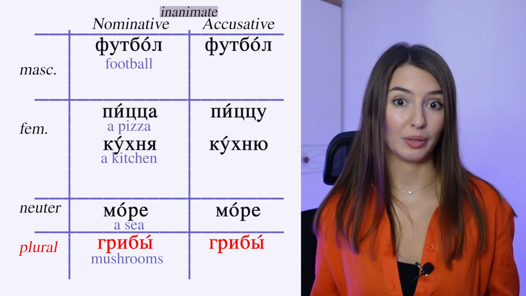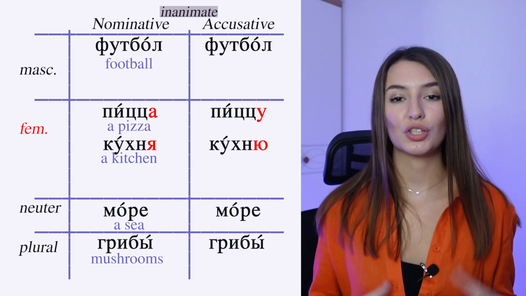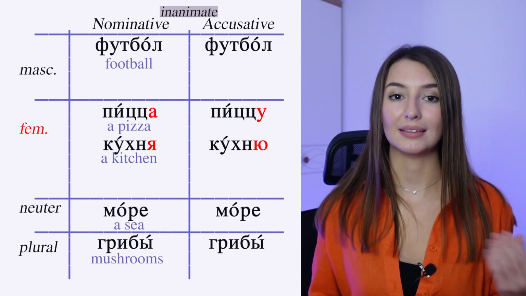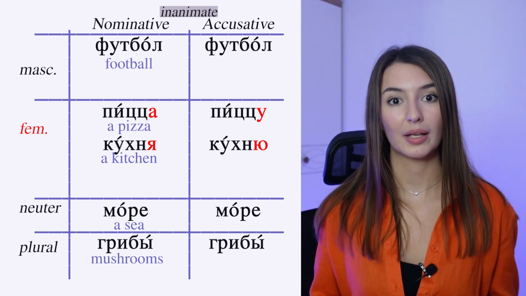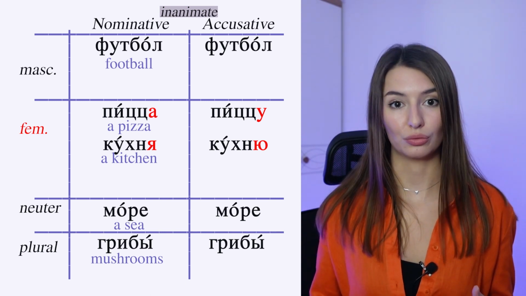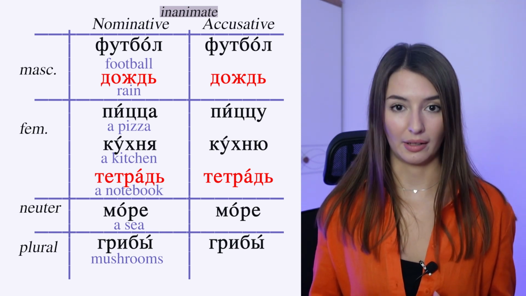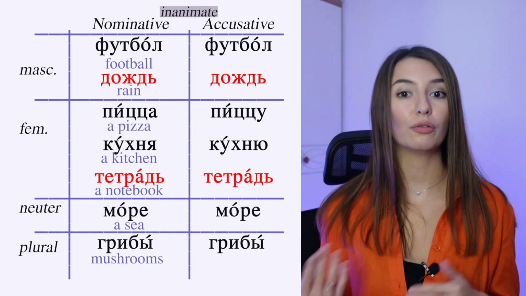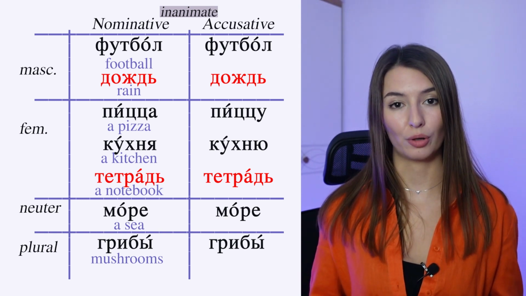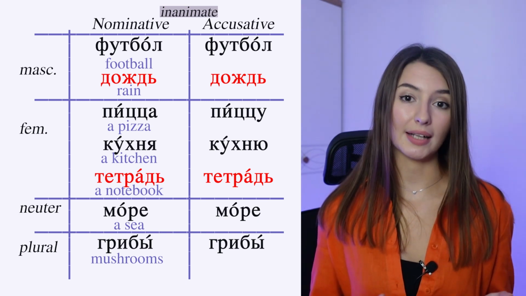Грибы, грибы. But the feminine words change their form. You need to change а to у and я to ю. Pizza, пиццу. Кухня, кухню. We have one more category of words. They end with a soft sign and can be either masculine or feminine. They don't change their form in the accusative case. Дождь, дождь. Тетрадь, тетрадь. Let's have a little practice. Push the pause button if you need more time to think.